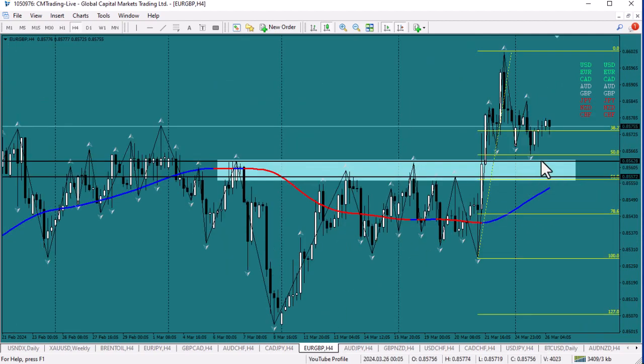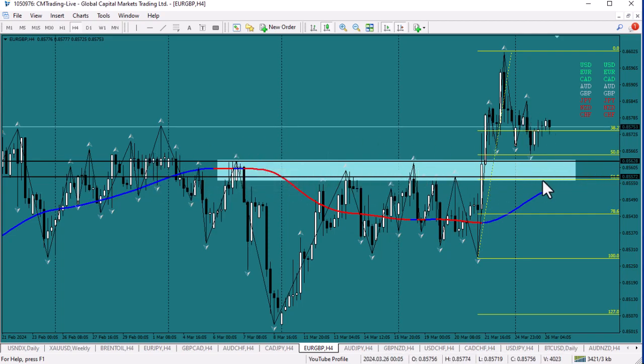Euro pound, no, not really my favorite pair, but euro green zone, pound neutral, but I'm looking for longs on the euro. So I would still like, same as yesterday morning, I would still like to have a retest of this area here, these resistance levels coming in.